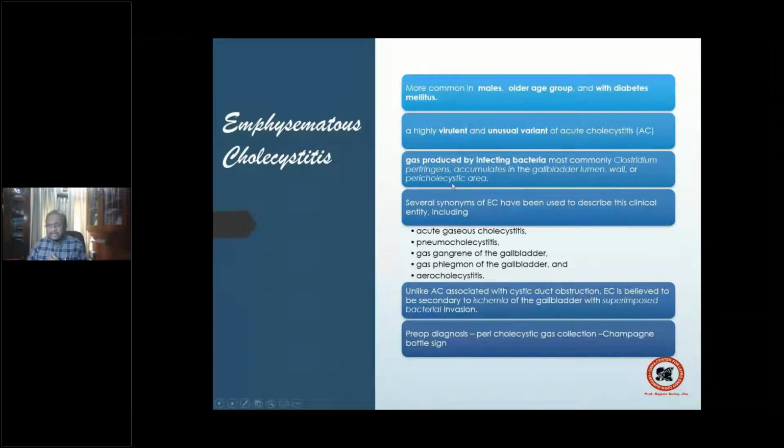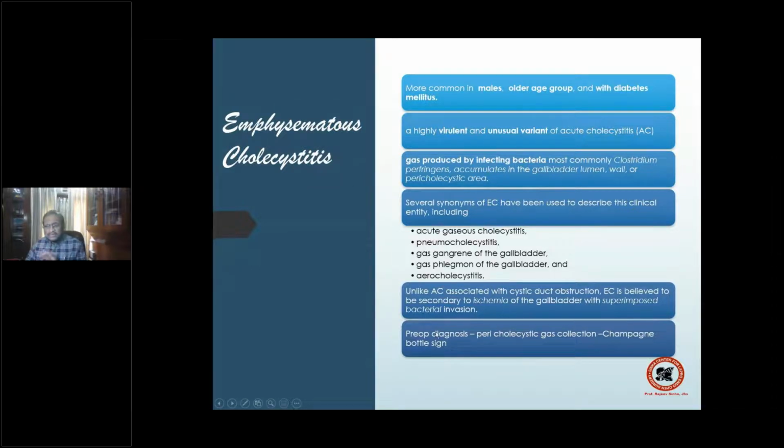the pericholecystic area. Several synonyms of emphysematous cholecystitis have been used from time to time, like acute gaseous cholecystitis, pneumocholecystitis, gas gangrene of the gallbladder, gas phlegmon of the gallbladder, and aerocholecystitis, and so on and so forth. But the most commonly accepted terminology is emphysematous cholecystitis.